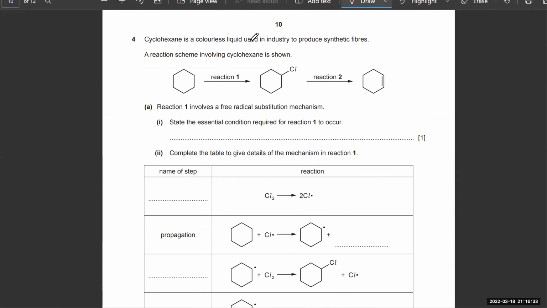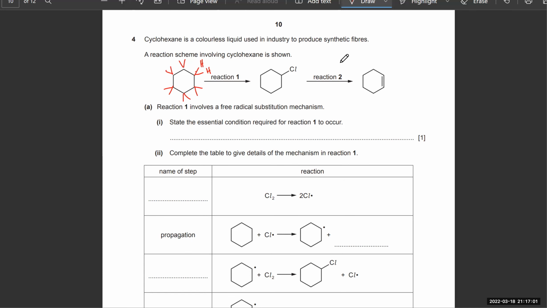This one is cyclohexane, a colorless liquid used in industry to produce synthetic fibers. A reaction scheme involving cyclohexane is shown. So it's a cyclohexane and you've got a Cl in it. Reaction one puts a Cl. So one of the hydrogens over here, remember the cyclohexane has all these hydrogen atoms attached. All of them are hydrogen atoms.